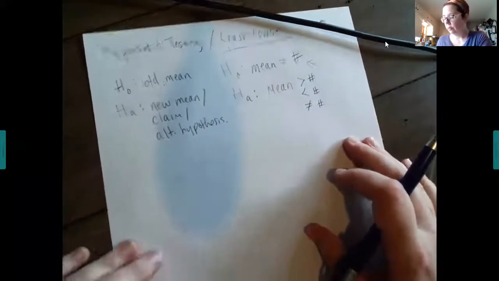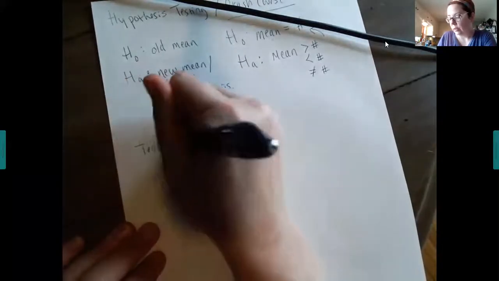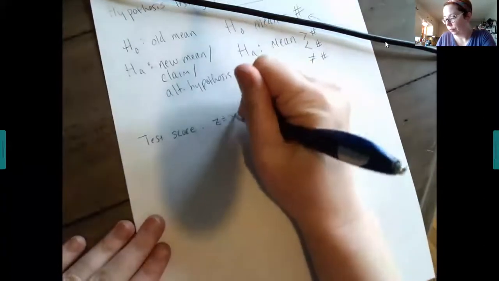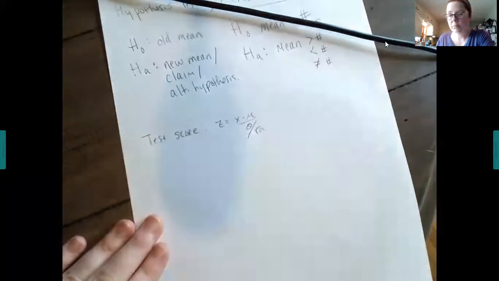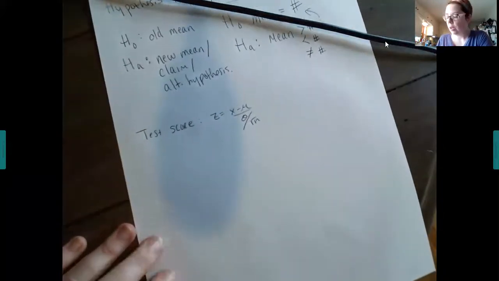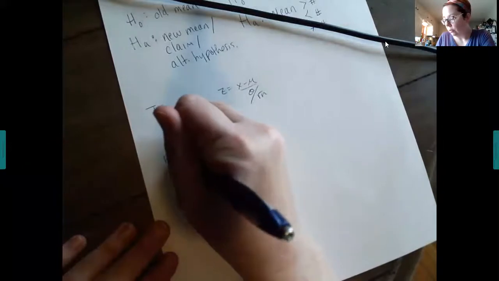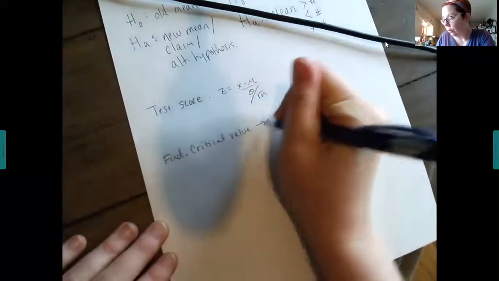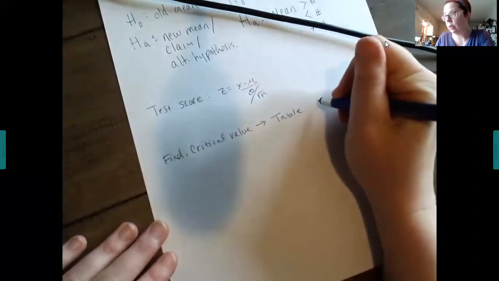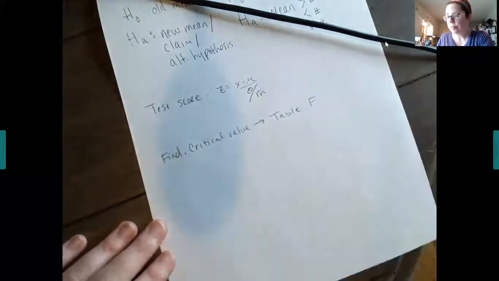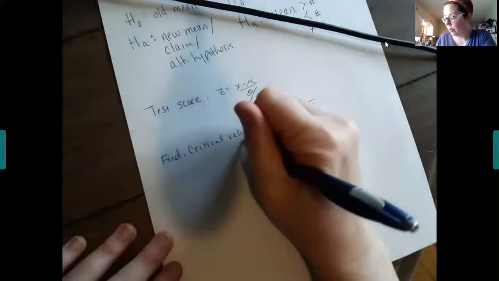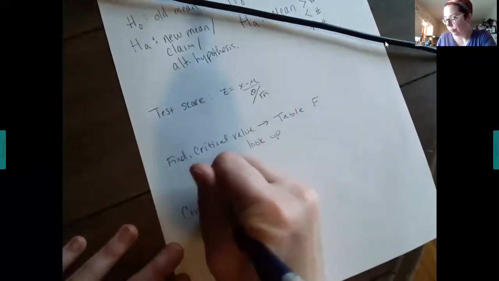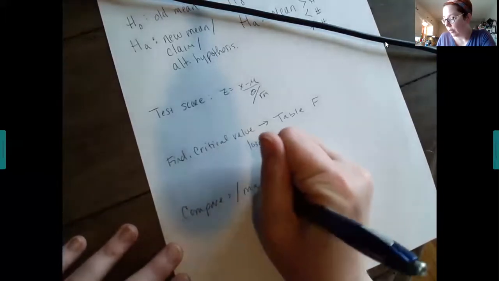Then, after we do that, we find our test score, and guess what? We've already done it. This is basically a z-score. Just like that, same thing we did before. And then we find our critical value, and we use a table, and right now we're going to use table F. And we look it up. I'll talk about that in the next video. And then you compare, and you make a decision.